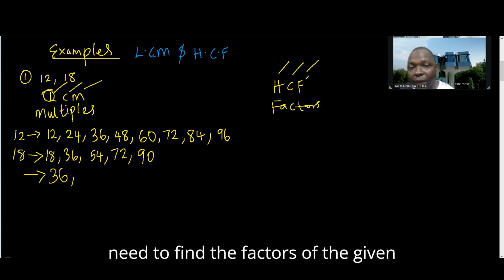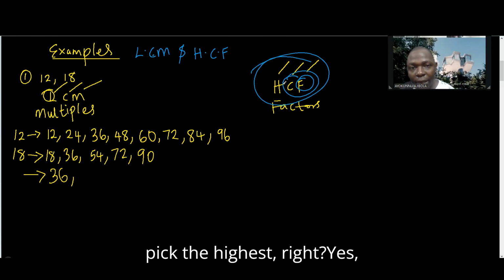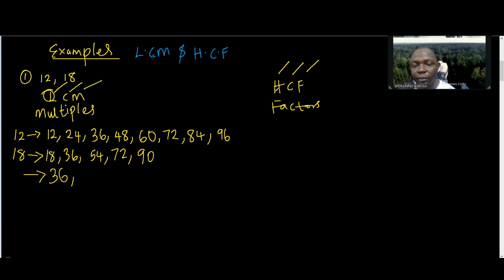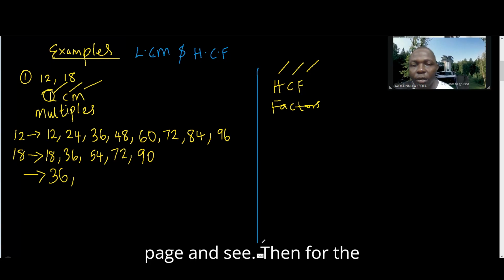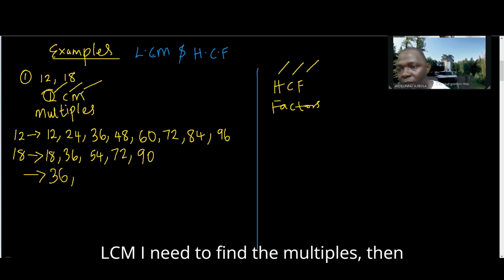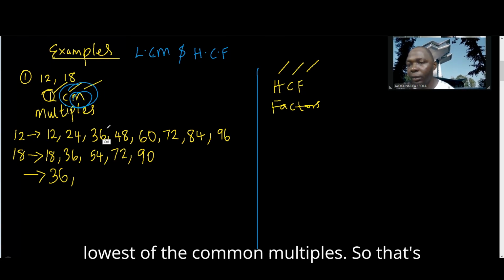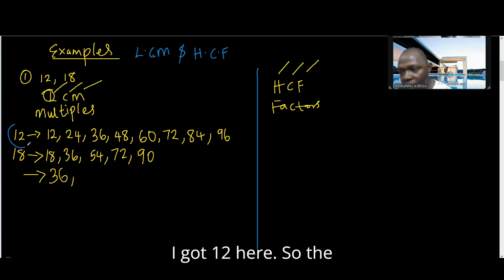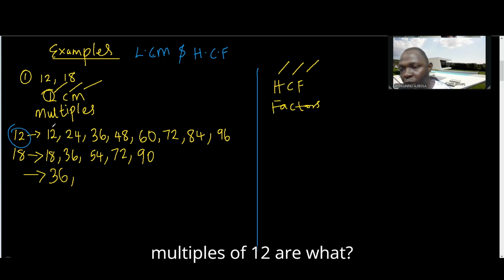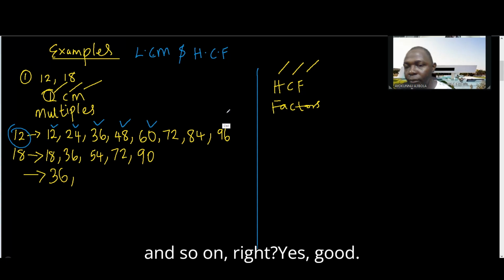So for HCF, I need to find the factors of the given numbers. Then I get a common factor and pick the highest, right? Then for the LCM, I need to find the multiples, then the common multiples, and select the lowest of the common multiples. So that's what I'm trying to do for 12 and 18 here. The multiples of 12 are 12, 24, 36, 48, 60, 72, 84, 96, and so on, right?